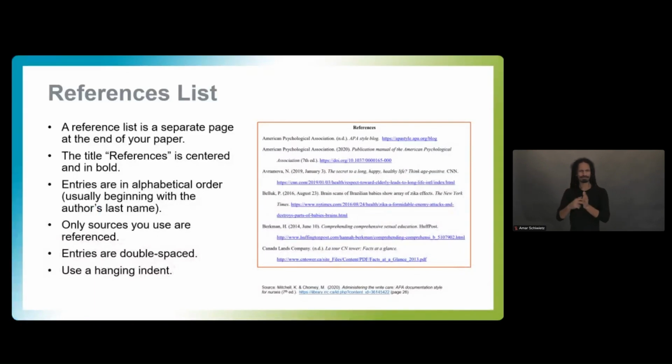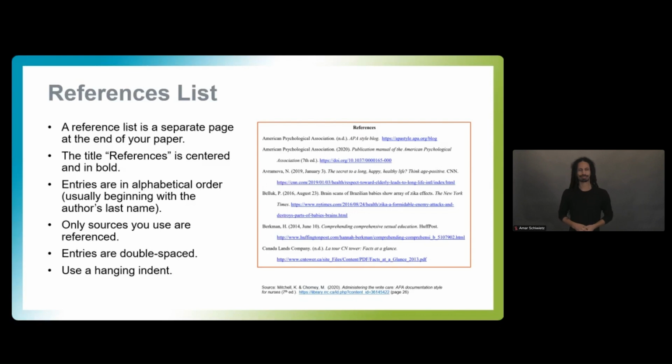Over here, we have a screenshot of sample references, and I want to highlight that there is the heading, References, centered in bold at the beginning of the page. We also then have our different entries listed alphabetically, usually by author's last name, but it could also be by organization name if there's no author associated with the work.